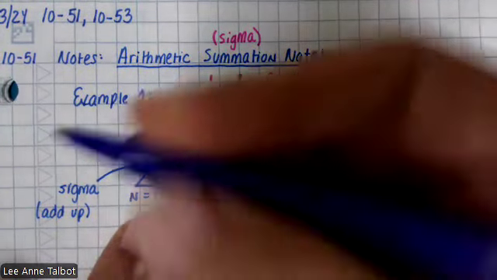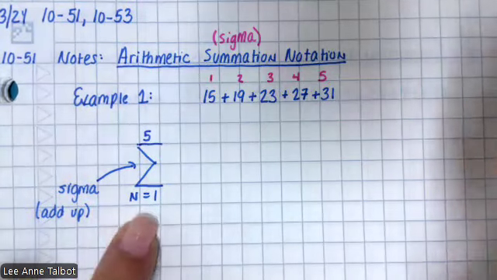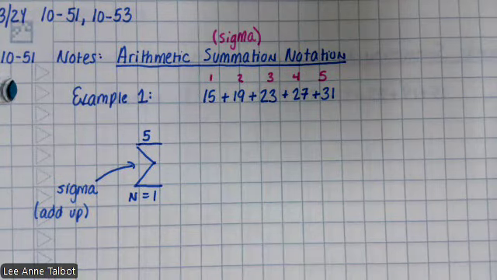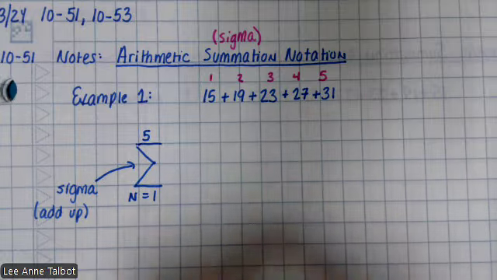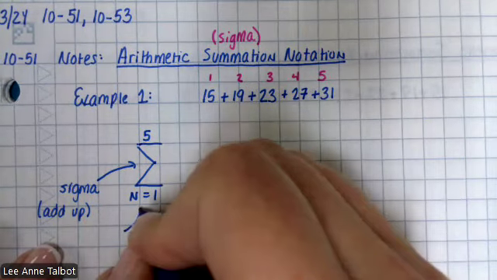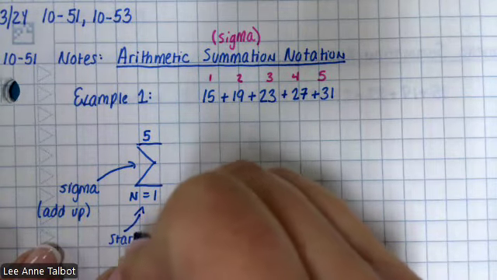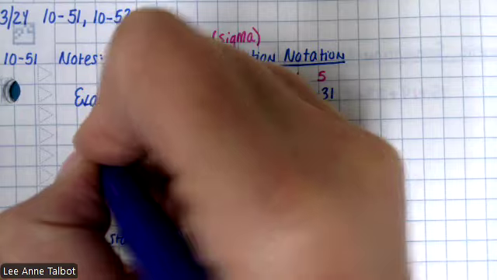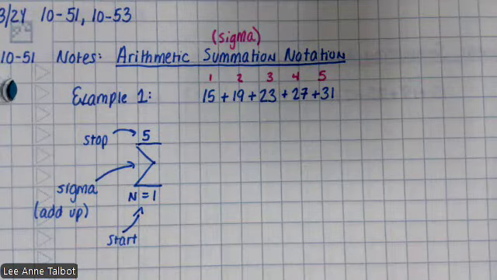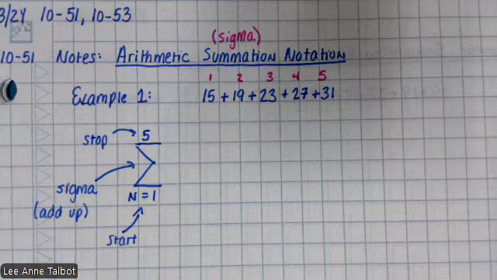And then you put the ending number at the top. So right now it's saying add up 5 numbers, starting with the first number to the 5th number. And this is your start. And this is your stop. Kind of like computer programming. It's like keep going to the next line, keep going to the next line, keep going to the next line until you get to 5, then you're done.